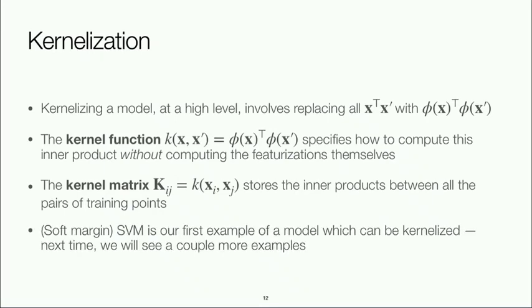Like we've already seen, the soft margin SVM, at least the dual formulation, is our first example of a model which can be kernelized, which meant that I only had these inner products, x transpose x prime. I was able to replace them all with phi of x transpose phi of x prime, and then I don't actually have to compute the phi's directly. I will instead be working with this kernel function and this kernel matrix in order to do what I want to do. And next time, we're going to see a couple more examples of other types of models that we've already studied that can also be kernelized.